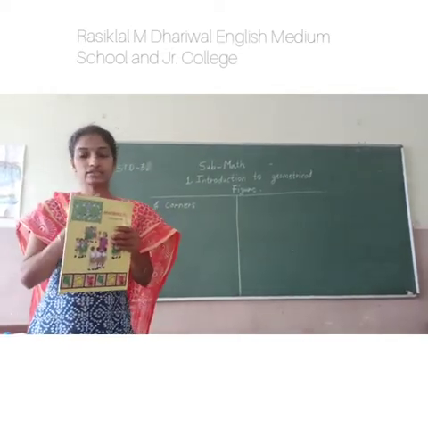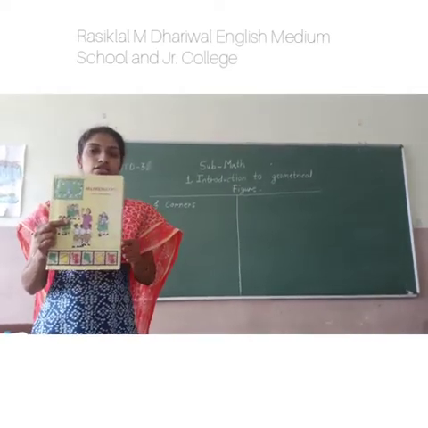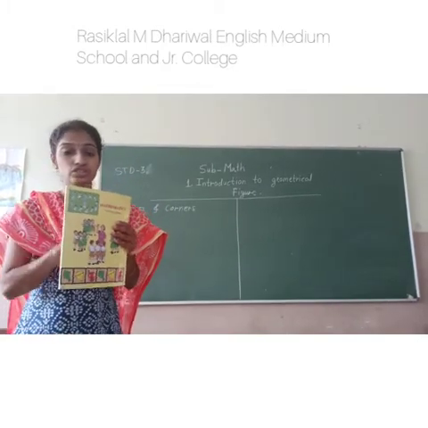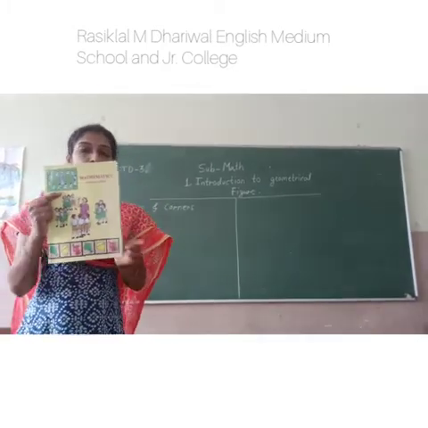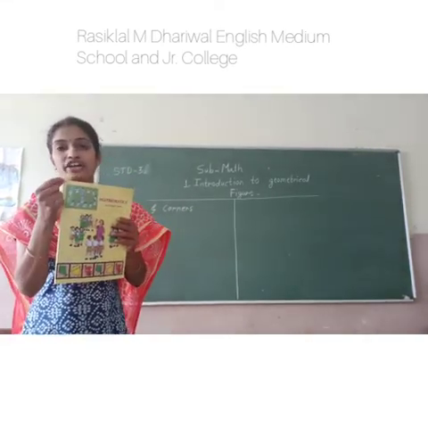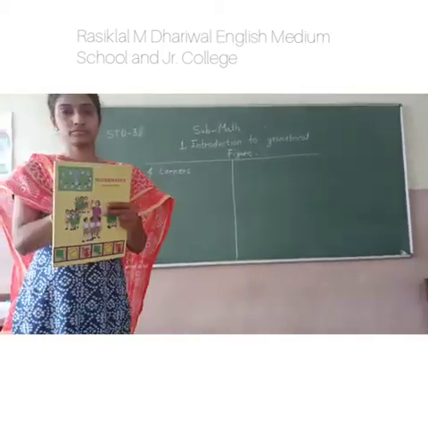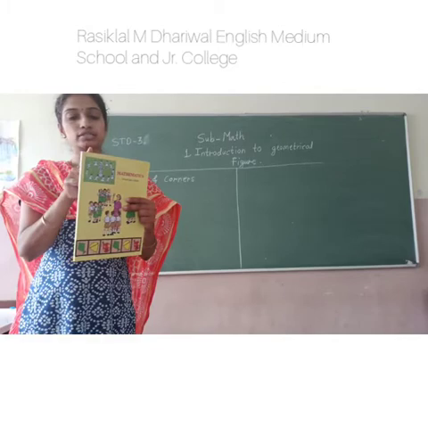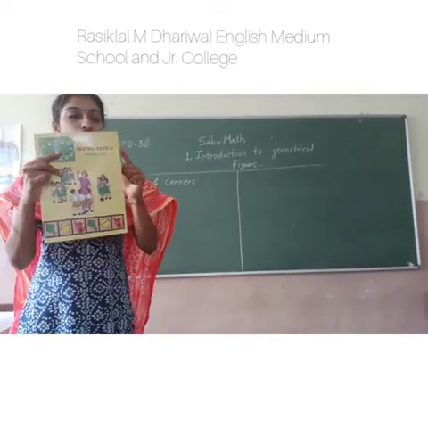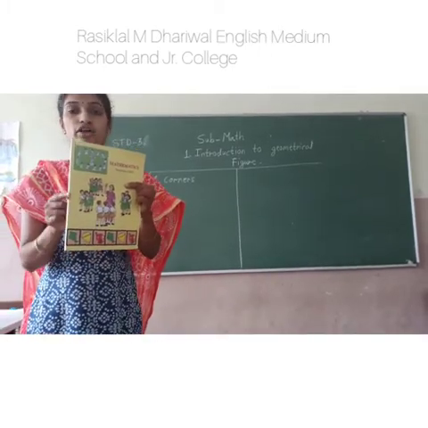Okay, and these are sides. These sides are called edges. And when two sides join together, that point is called a corner. Students, what will we call this? Edges. So, how many edges are there? 1, 2, 3, 4. Four edges are there.